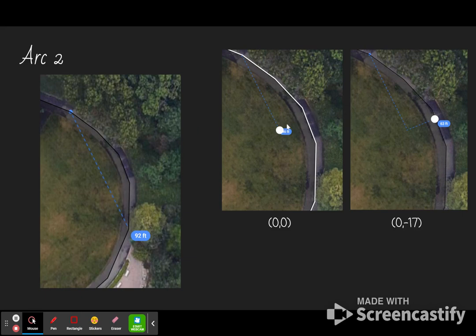And then, moving on to the second arc, this one is 92 feet in width. So its midpoint is at 46 feet. And the y coordinate of the path at that point is -17, meaning the y point is below the x-axis by 17 feet. I measured it by turning the image over to the right, so that's why the path itself is below the x-axis.